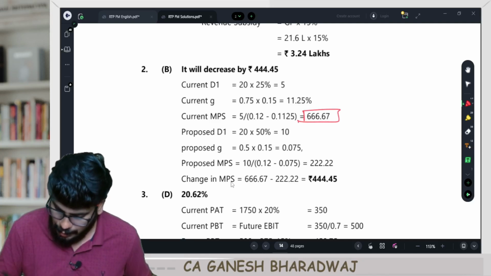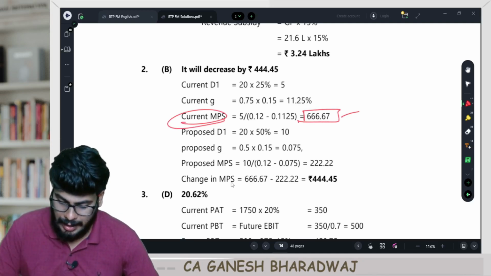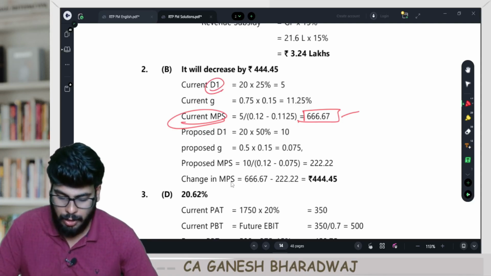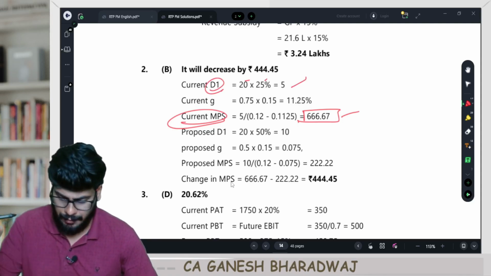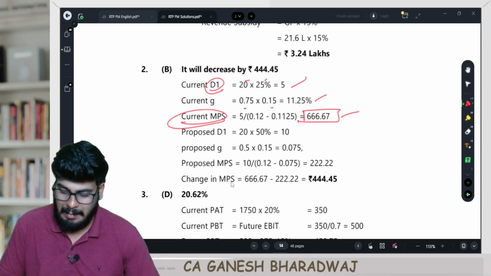Yes, this is exactly what they have done. Current market price is going to be 666.667. So the current D1 is going to be how much? 20 into 25 percentage, 5 rupees. G is equal to B into R. We've got this figure. So current MPS is equal to how much?